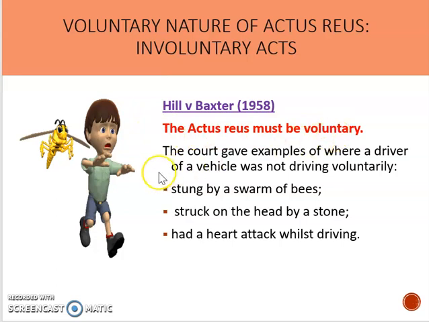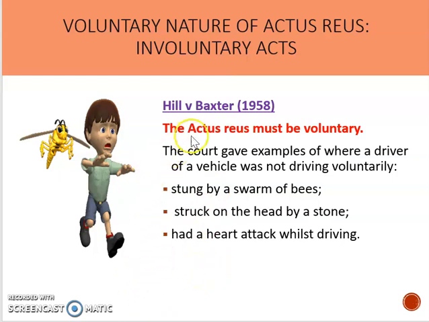And the court gave some examples of where a driver of a vehicle would not have been driving voluntarily. And they're a little bit strange, some of these. So the court said if you were driving and you were being stung by a swarm of bees, or you've been struck on the head by a stone, presumably you're in a convertible then, or you've had a heart attack whilst driving, in those situations you wouldn't be driving voluntarily and therefore shouldn't be guilty of a criminal offence.